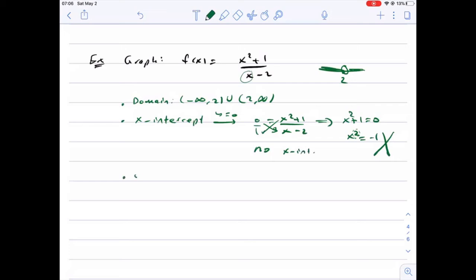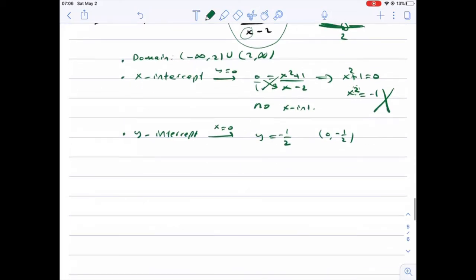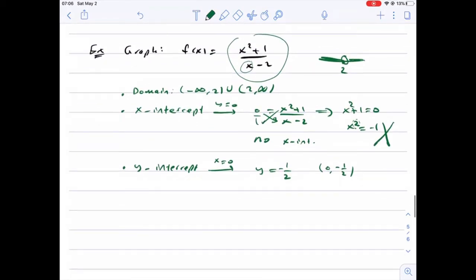Now what about y-intercept? For y-intercept we set x equals 0, and that means y equals, just substitute here, x equals 0, you get negative 1/2. So it's (0, negative 1/2). We have the graph intersects the y-axis at negative 1/2, but it doesn't intersect the x-axis. Now after that, is there any holes? No. This is written in the simplest, the lowest term, so no holes.